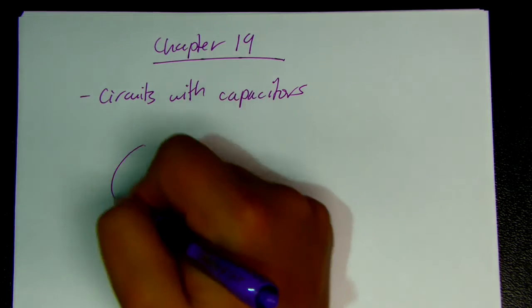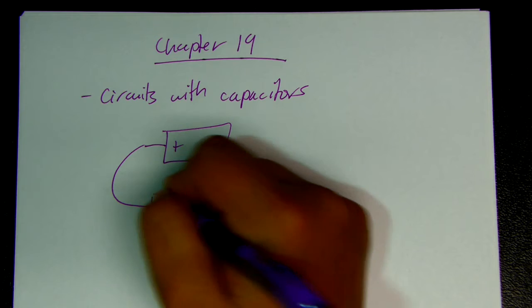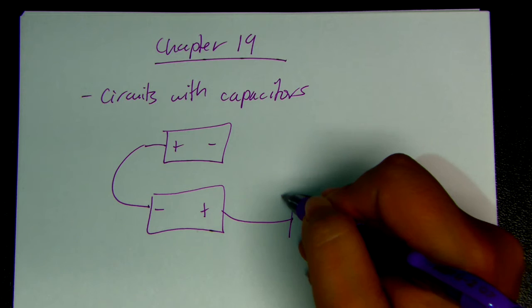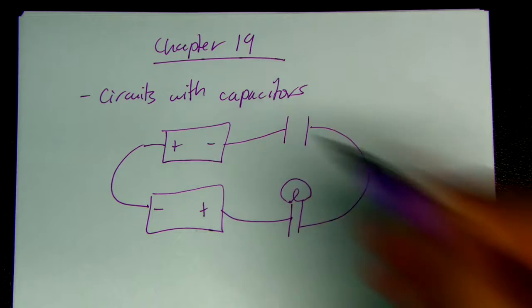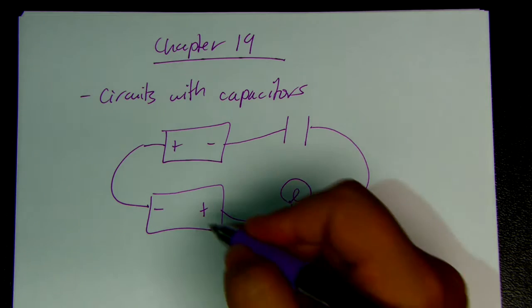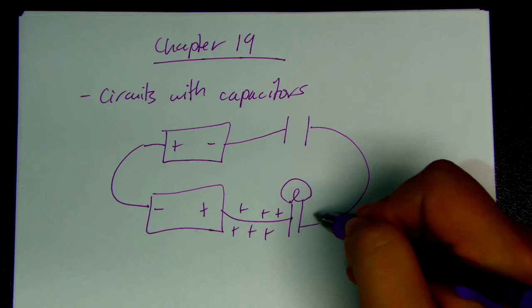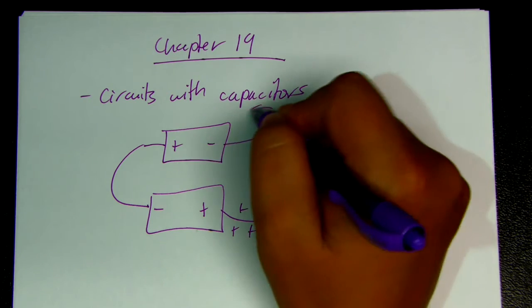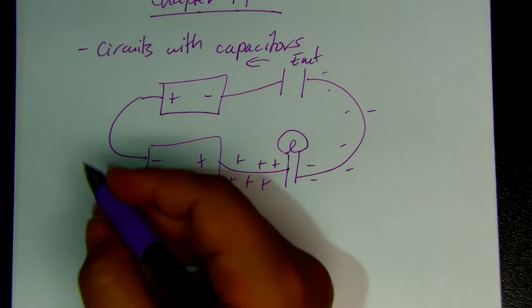So let's say we've got a circuit, we've got a battery, plus, minus, minus, plus. We've got two batteries, we've got a light bulb, and a capacitor right here. So we would expect that you'd have some positive charge here, making that nice positive charge gradient, negative on this side, with the electric field going in that direction. Okay, so we're going to use our ideas of electric field and charge distribution to understand what happens when we have a capacitor in a circuit.